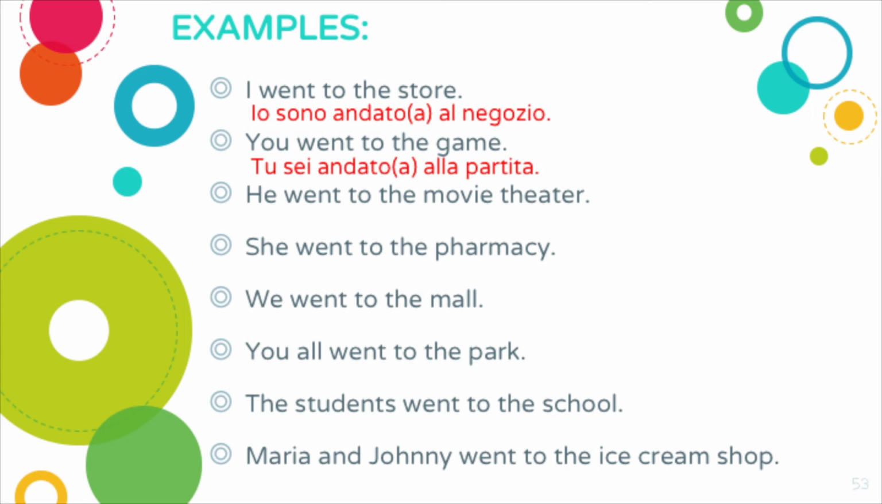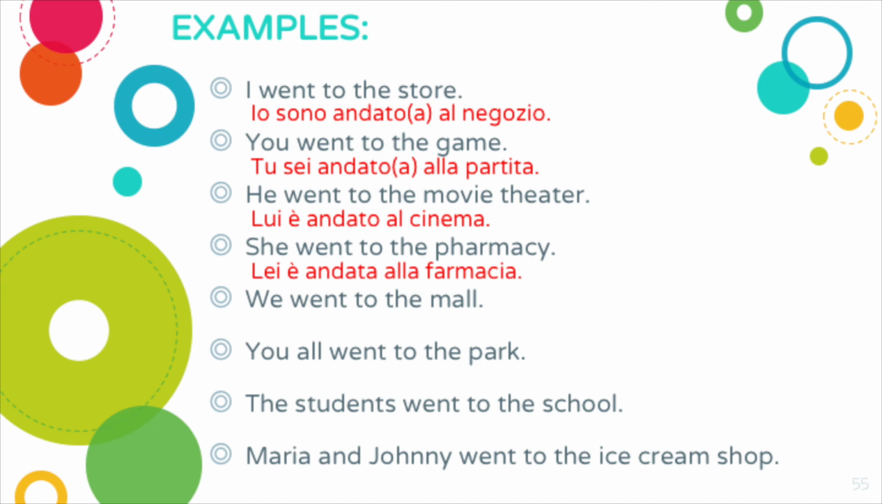In the next example, we know the person's gender. It's he. What's the he form for essere? It's lui è. And the form of andare in the past participle is andato, because it's singular and it's male. So lui è andato al cinema. She went to the pharmacy. Well, now we know that it's a female. Lei è andata. It's andata because it's agreeing with the subject she. Are you with me so far?